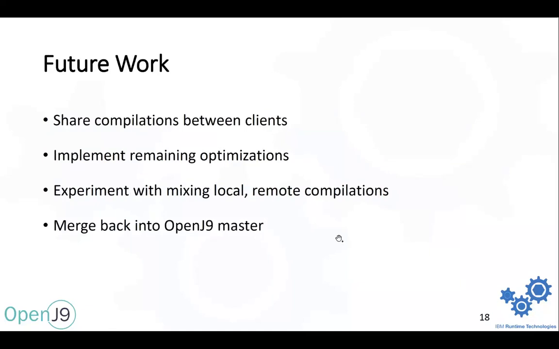Okay. So now we'll talk a little bit about future work, where we hope to be in the future. The biggest item on the horizon is being able to share compiled code between clients. I mentioned earlier that we don't currently do that, but that's really the next big step in exploring this compilation model: to be able to share code between clients, to amortize the cost of compilation, and to realize the potential that we have here.